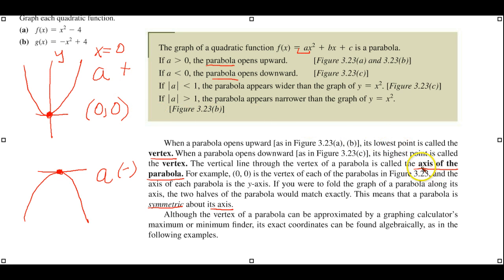And we did talk about the axis of the parabola. And in this case, it was the axis of symmetry. We described that already. And it was the y-axis, which the equation of the y-axis is x equals 0. This is a vertical line, which is the y-axis.